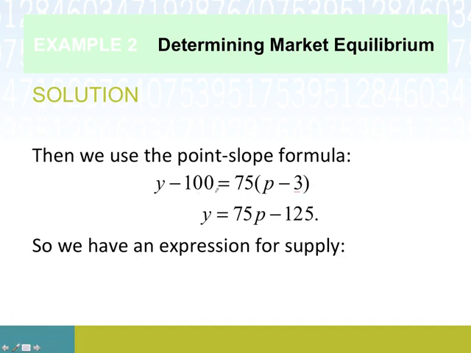So there's our input 3, our x value, our y value, the slope, and then the p value is taking the role of x in this case. So great, we have a little distribution, 75p. 75 times 3 is negative 225, but then we have to add 100 over.